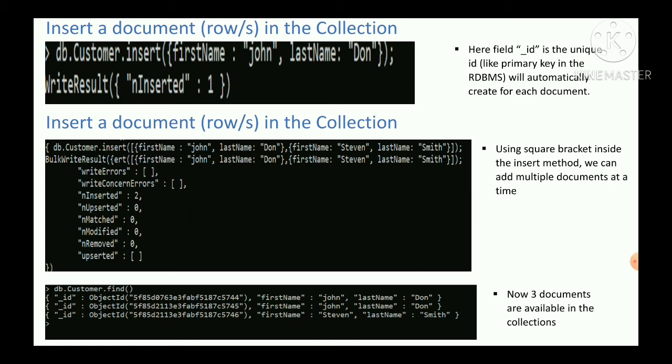So this is the bulk insertion, right? That's the reason it is showing bulk write result, and it shows the records you inserted, and nInserted is colon 2. So 2 records are getting inserted.